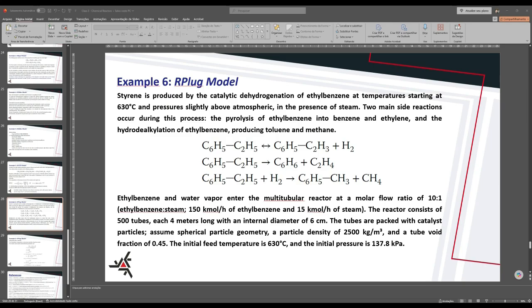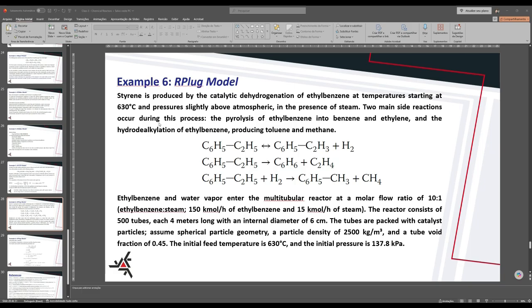And finally, in example 6, we are going to simulate a kinetic reaction model considering the PFR reactor with the RPlug model. Okay, so let's understand our example for simulating it next. Styrene is produced by the catalytic dehydrogenation of ethylbenzene at temperatures starting at 630 Celsius degrees and pressure slightly above atmospheric in the presence of steam.